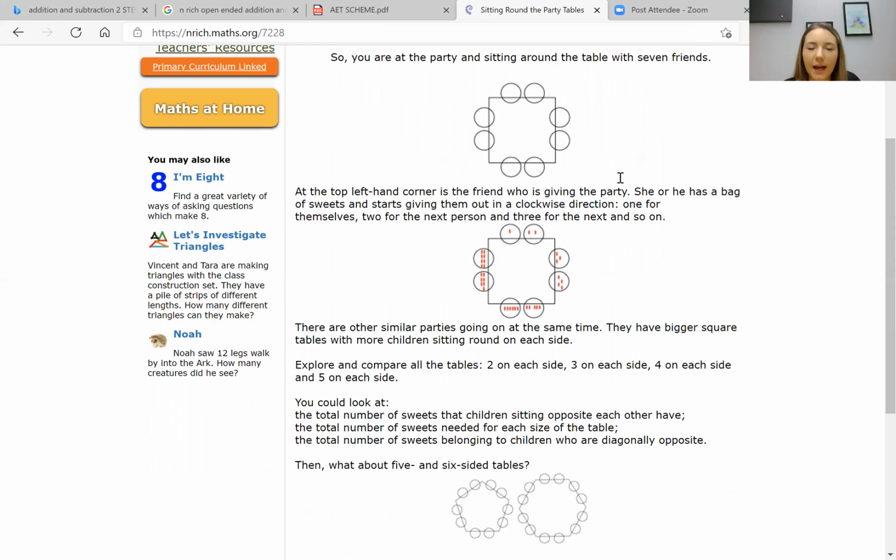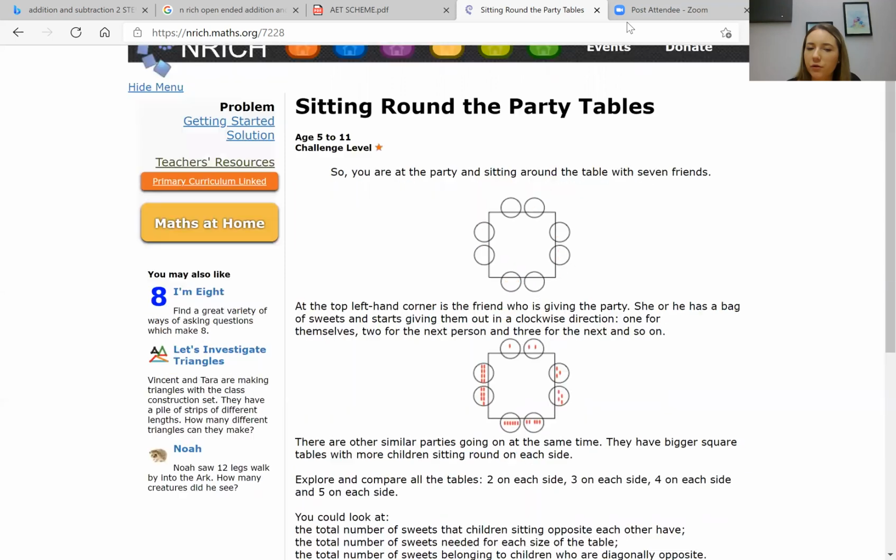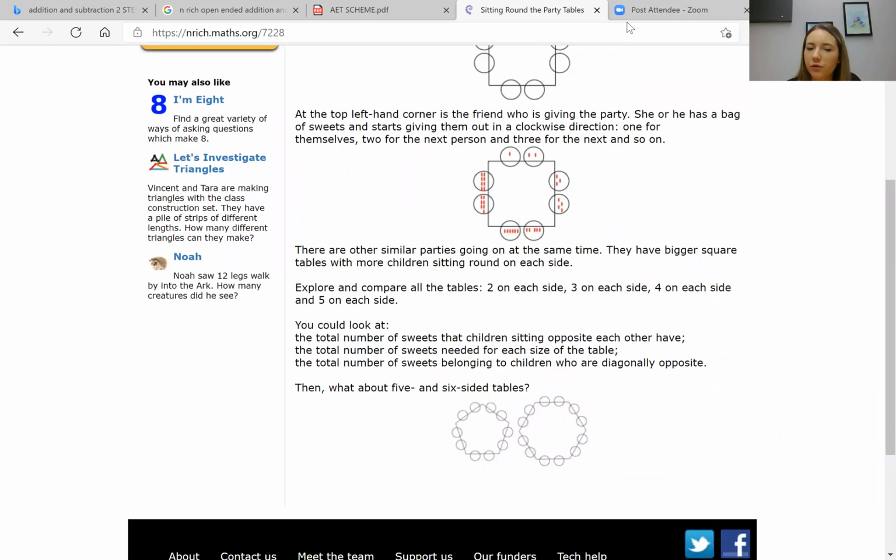Is that always the same on each kind of table? The total number of sweets needed for each size of table. How is that different? Can you spot any patterns? The total number of sweets belonging to children who are diagonally opposite. So these 2 children and these 2 children, can you spot any patterns there? And that is what I'd like you to get to for just that bit. See if you can spot anything interesting, spot any special patterns within those questions.